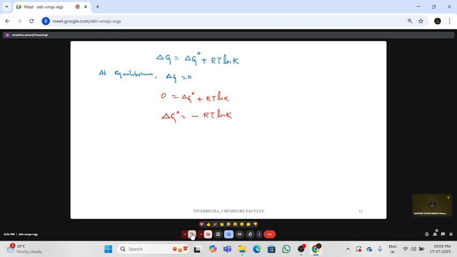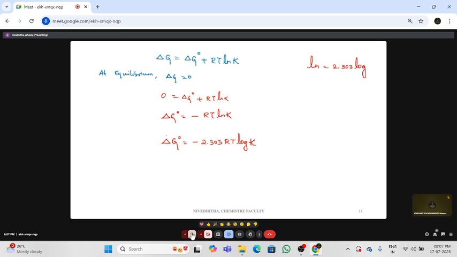Now I want ln to be log, so I have to convert ln to log. We know the values of log and not of ln, and there is a way to convert a natural logarithm ln to log. ln is equal to 2.303 log. So the final formula is delta G naught is equal to minus 2.303 RT log K.